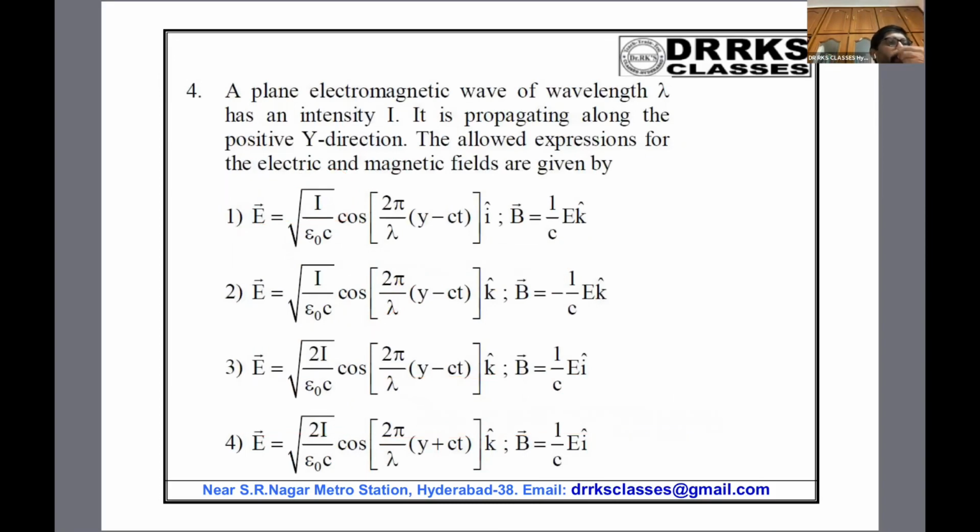Look at the next one. A plane electromagnetic wave of wavelength lambda has intensity I. Here intensity is given, remember that. It is propagating along the positive x direction and the positive y direction. The allowed expressions for electric and magnetic fields are asked. So let us solve this.